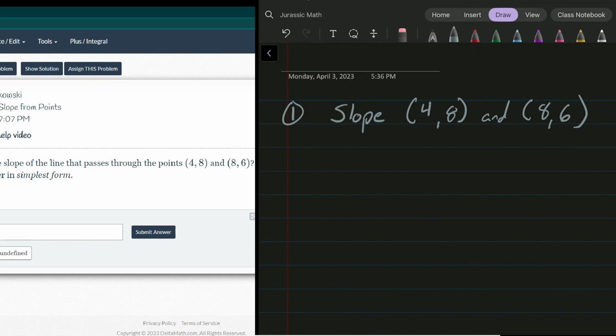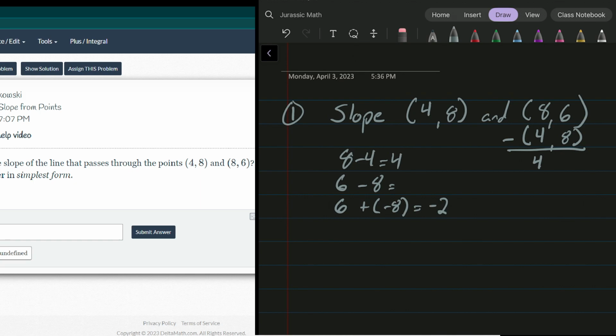Now, the way I've taught you in the past was, go ahead, take one of the points, write it down underneath, and subtract it. So we have 8 minus 4, which is 4. 6 minus 8. Well, we don't like 6 minus 8, so we do 6 plus negative 8. Same signs add, different signs subtract. These are different. We're going to subtract them. 2, and the 8's bigger, so it's going to be a negative 2.